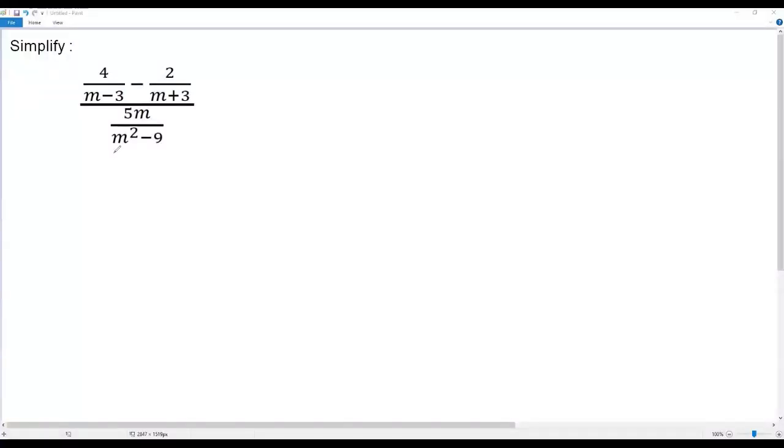Here we have a problem in algebra 2, that is we have to simplify the given complex fraction. To simplify the given complex fraction, first we have to simplify the expression we have in the numerator. So that is we have to do subtraction between the two fractions that we have over here.